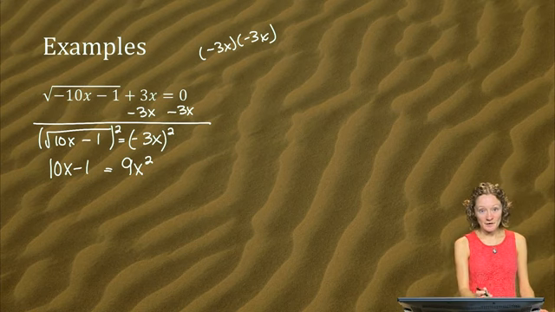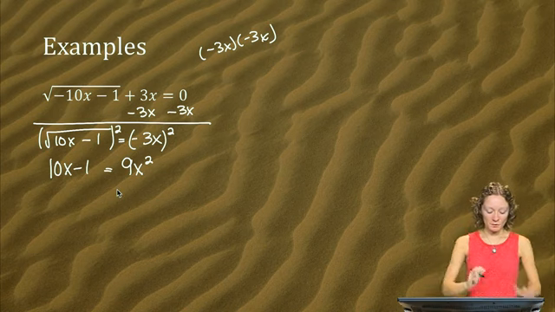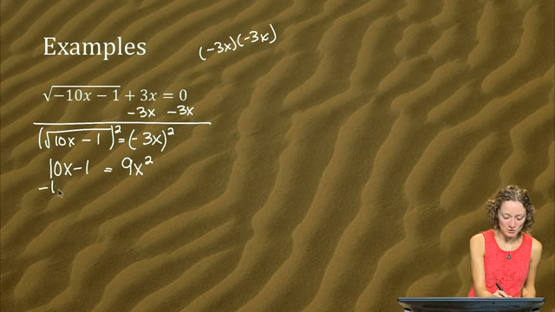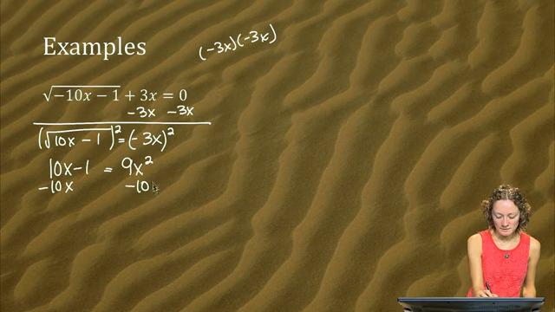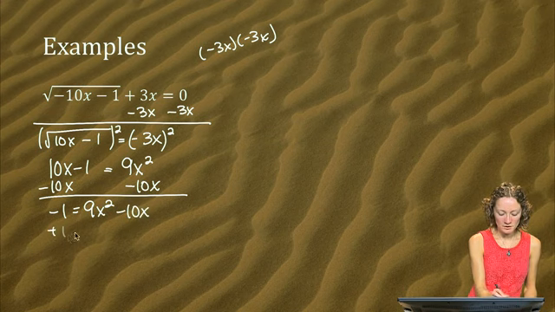Now, remember that in order to use factoring as a method for solving, it needs to be equal to 0 on one side or the other. So we have to bring all the terms over to one side. I'm going to choose to subtract the 10x and then also add 1.